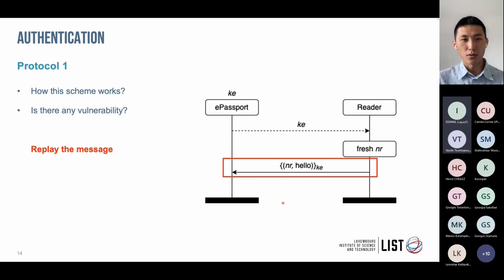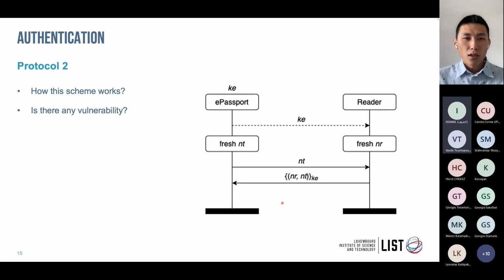Let's go to protocol 2. Here, the passport shares the encryption key, and in this stage, the passport also generates a nonce NT. It first sends the nonce NT to the reader, and the reader can reply with the encrypted nonce NR and NT to the passport. So this time, there's no more replay attack. But is that secure enough?